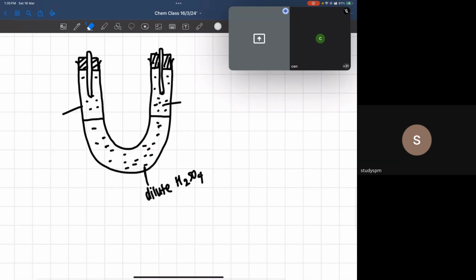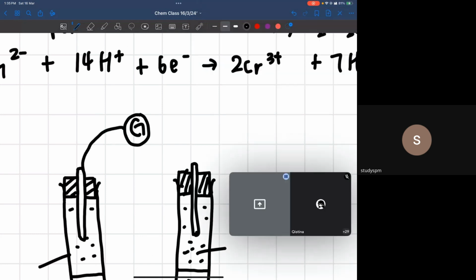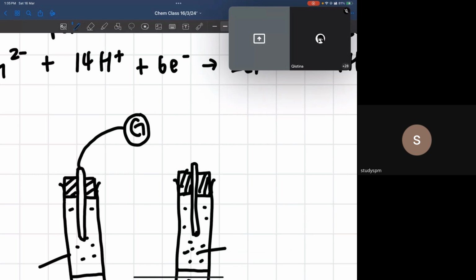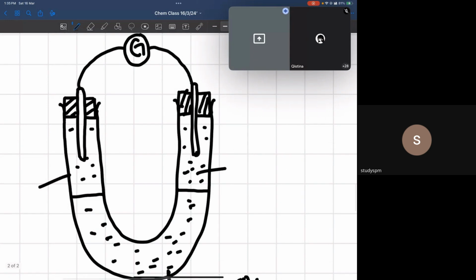Okay, galvanometer, how to draw? Just draw one circle and then put G. That's it. And then connect it, in the middle is better. Like this. And then you put two different solutions. Actually, here you can put whatever you want. Here an oxidizing agent can, here a reducing agent can, or the reverse. This one is up to you.